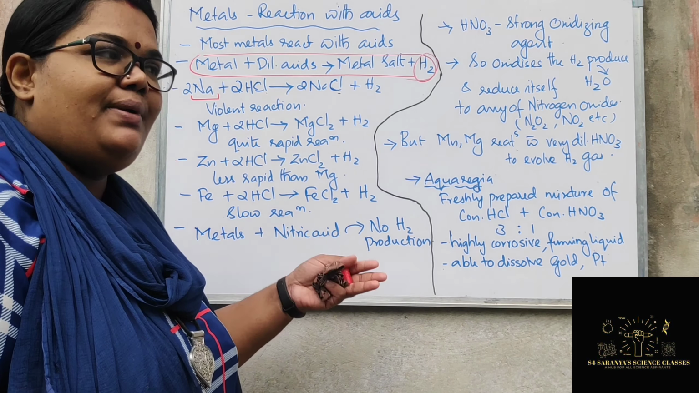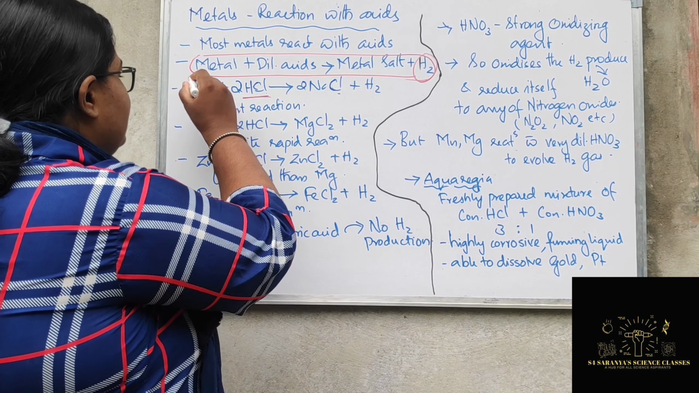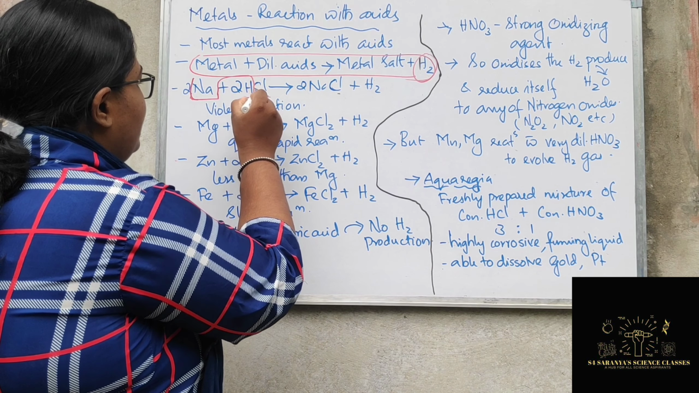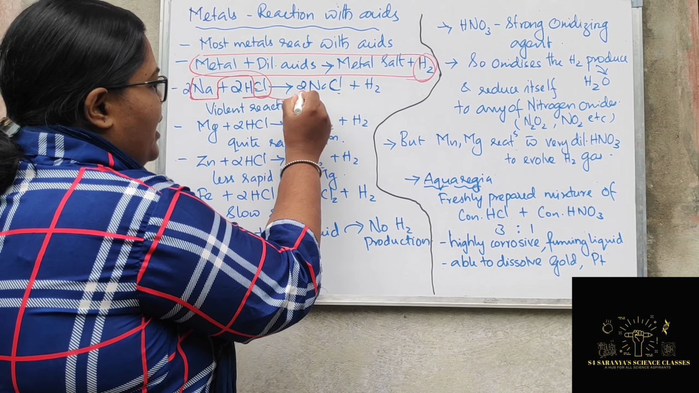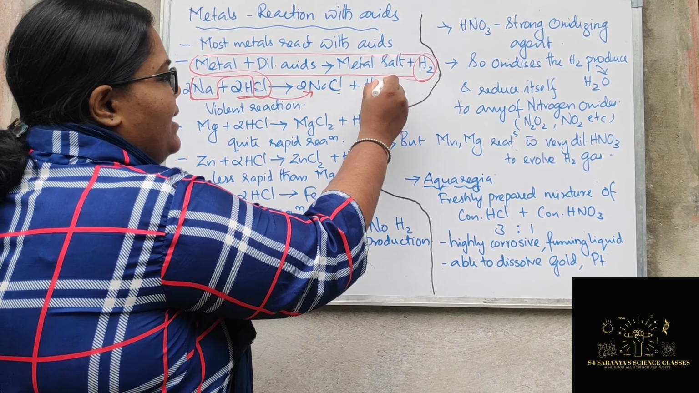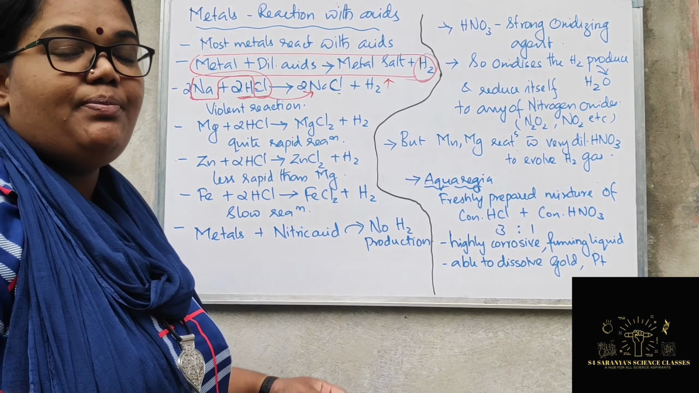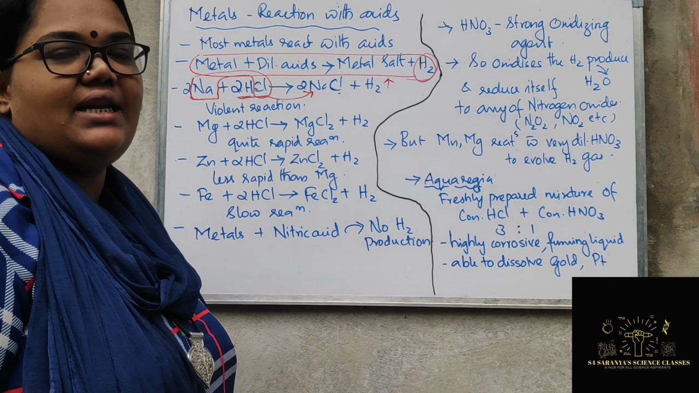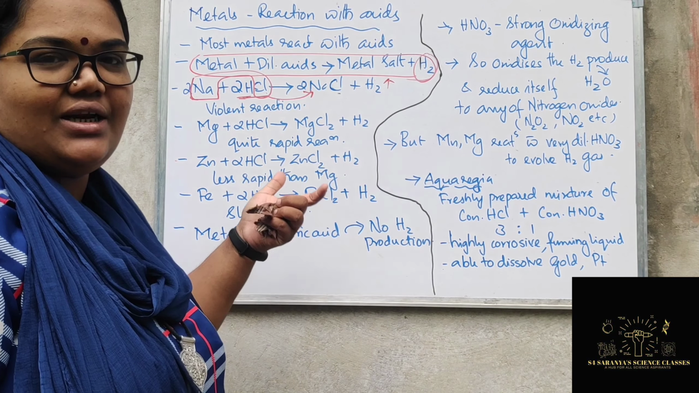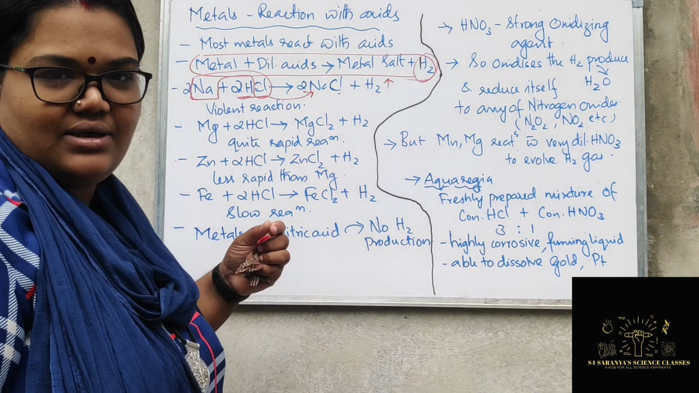Here I have taken sodium. Sodium, if it is reacting with dilute HCl, hydrochloric acid, you will get a metallic salt, sodium chloride, and hydrogen gas will be eliminated. Obviously sodium is a highly reactive metal, so it will show a very violent reaction. Very easily it will react with hydrochloric acid.